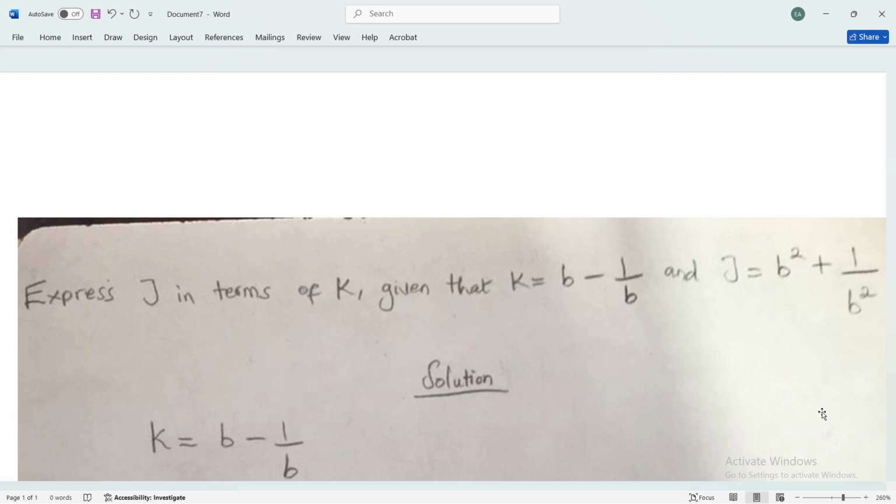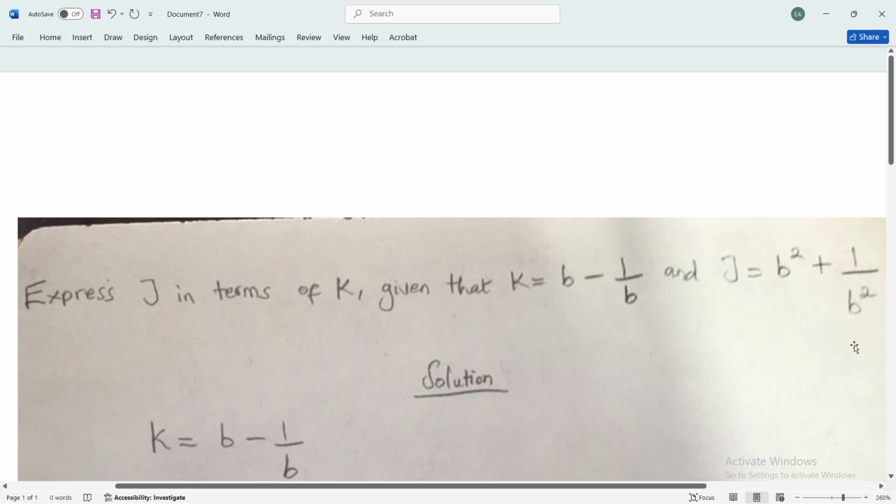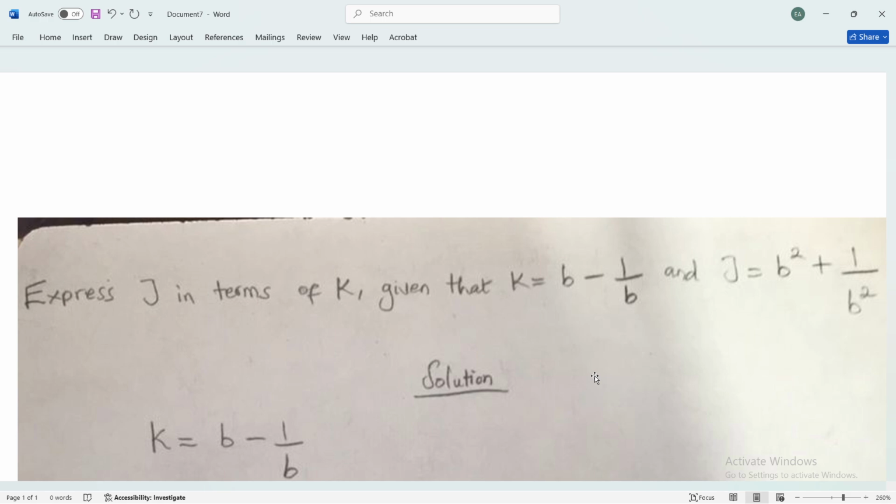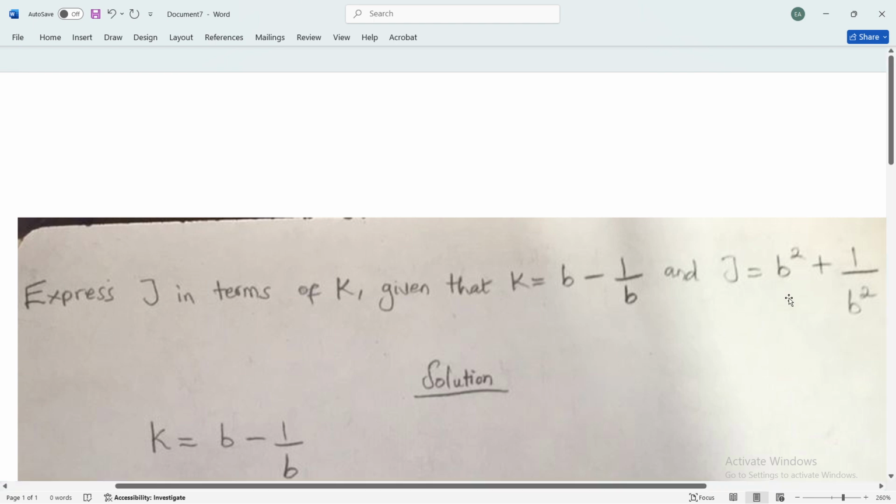So to get something like B squared and the fraction 1 over B squared from K equals B minus the fraction 1 over B, we can square both sides of the equation for K. That's because when we square K, we will naturally get B square here and the fraction 1 over B square terms. So let's quickly do that.